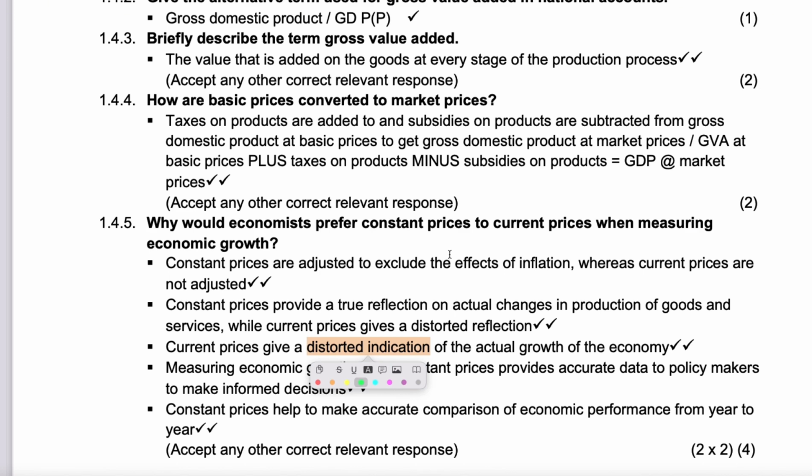It looks like there's growth, but it's actually caused by inflation. But if you look at the number, if we were to say loaves of bread, you may find out that the previous year produced more loaves of bread than the current year. But then because the price of bread changed over the years, it gives you a distorted indication.